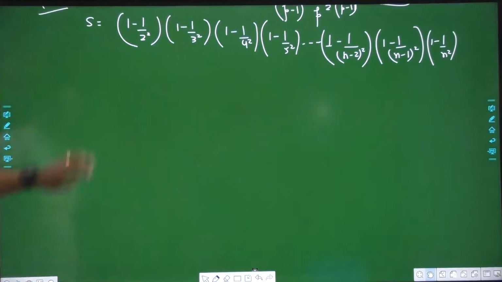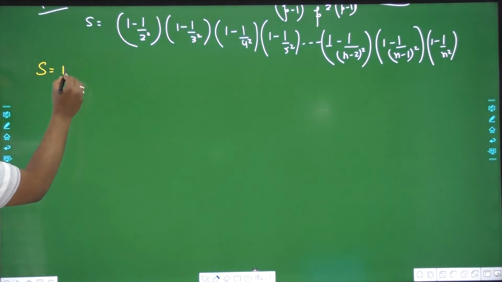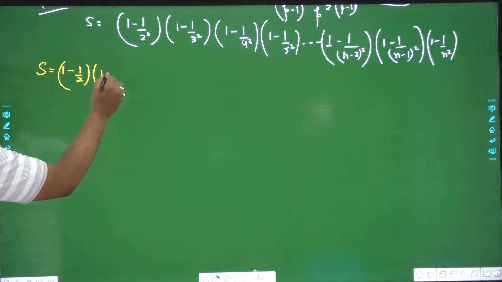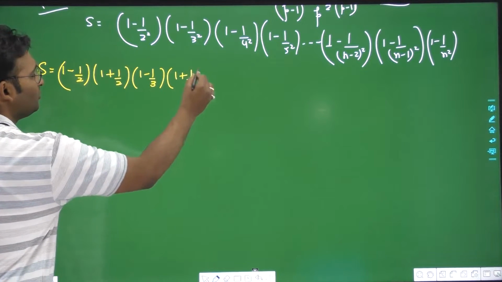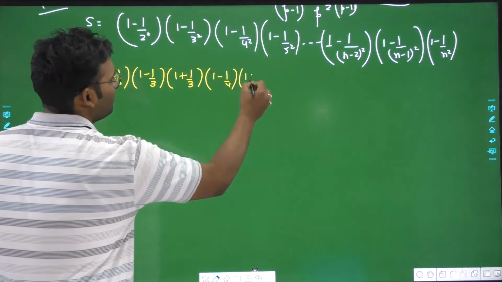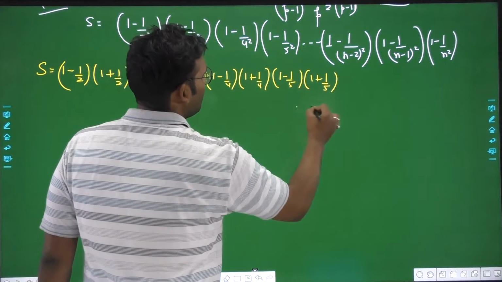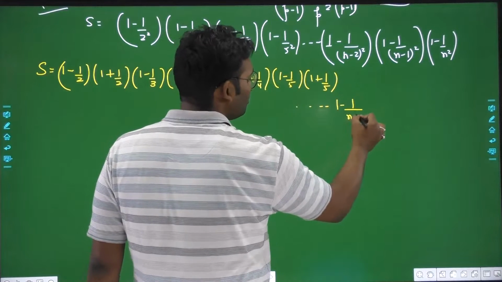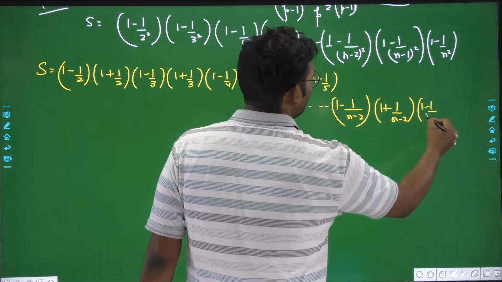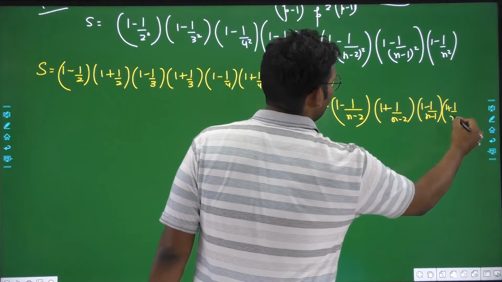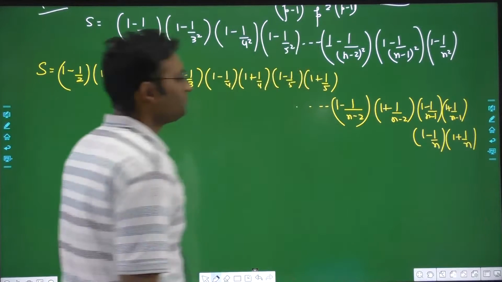Now let us start with the question. कैसे करना है इस question को, देखिए this is an easy question, this you would have easily attempted in your examination. So S is equal to, मैं ऐसा लिख रहा हूँ, (1 minus 1/2) into (1 plus 1/2), फिर (1 minus 1/3) into (1 plus 1/3) into (1 minus 1/4) into (1 plus 1/4) into (1 minus 1/5) into (1 plus 1/5) ... into (1 minus 1/(n-2)) into (1 plus 1/(n-2)), फिर आएगा (1 minus 1/(n-1)) into (1 plus 1/(n-1)) into (1 minus 1/n) into (1 plus 1/n). Okay, so now let us write.